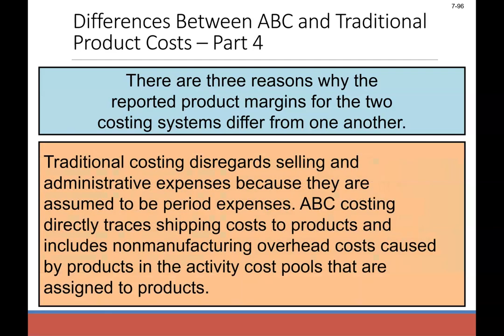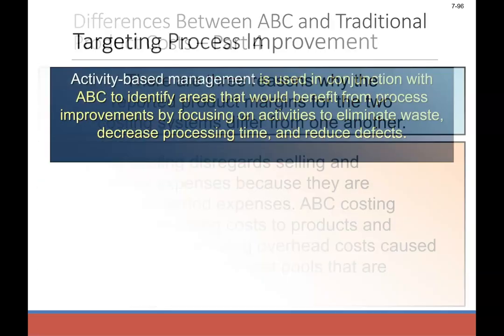And lastly, traditional costing doesn't take into account selling and admin expenses since they're period expenses. So they don't even take them into account in their product costs. ABC, though, traces the shipping costs and includes non-manufacturing overhead costs caused by products in the activity cost pools that are assigned to products.